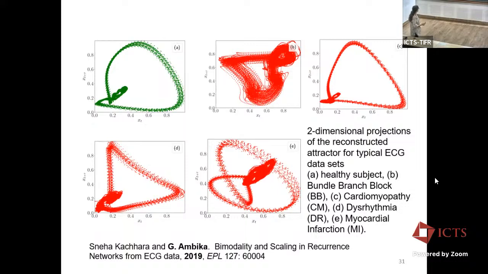This is for the healthy one shown in green. These are all different diseases which I showed earlier. So you can see the structure of the dynamics that is coming from that. In this case, you can think of the human heart as a spatio-temporal system, and there may be a large number of variables required.